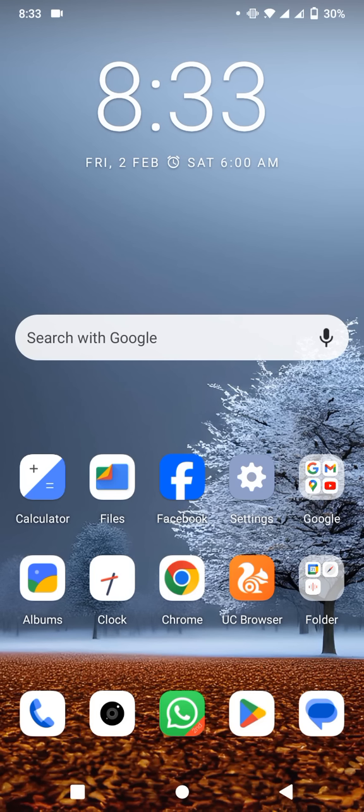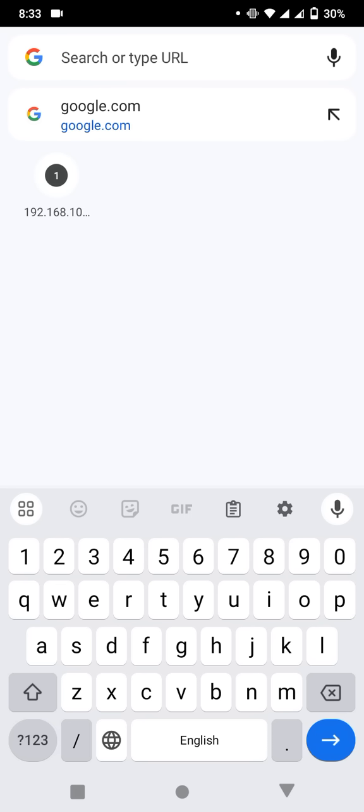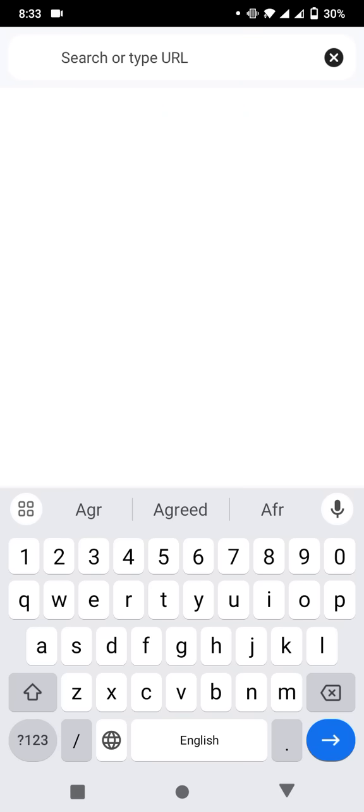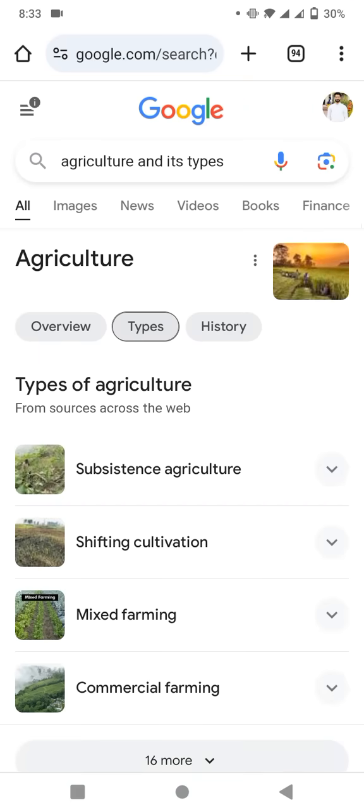So today our topic is agriculture and its types. So let's go to the topic. Here we put agriculture and its types. Now I tell you about agriculture. So what is agriculture and what are its types?